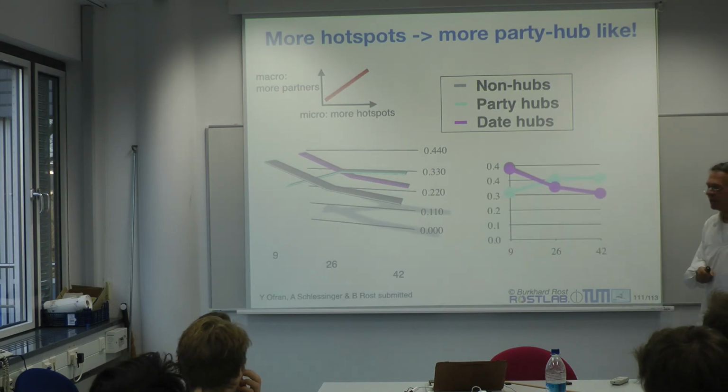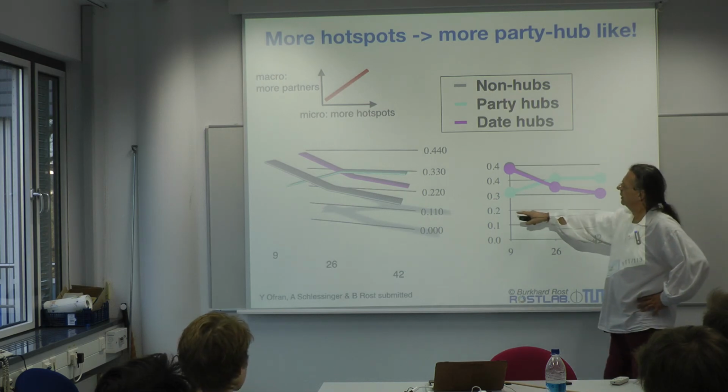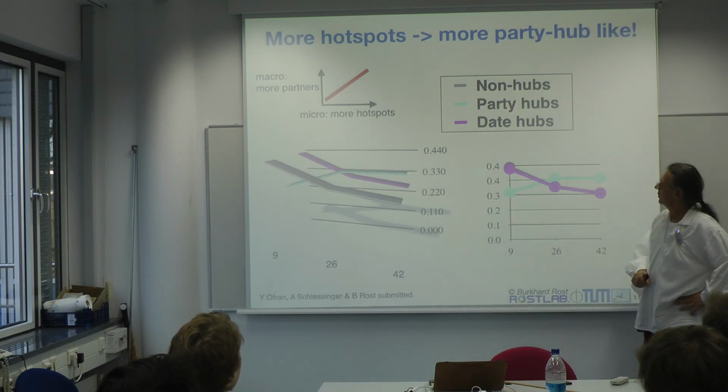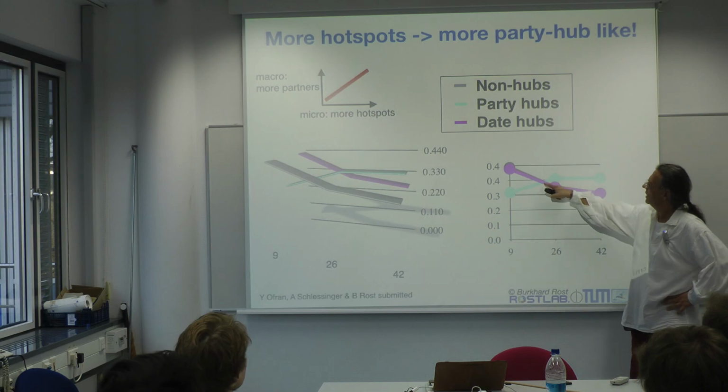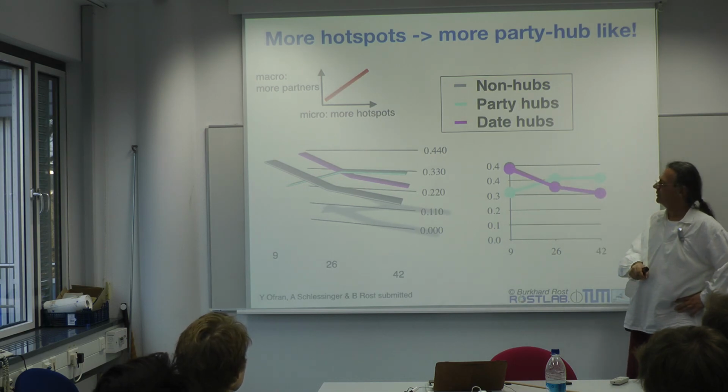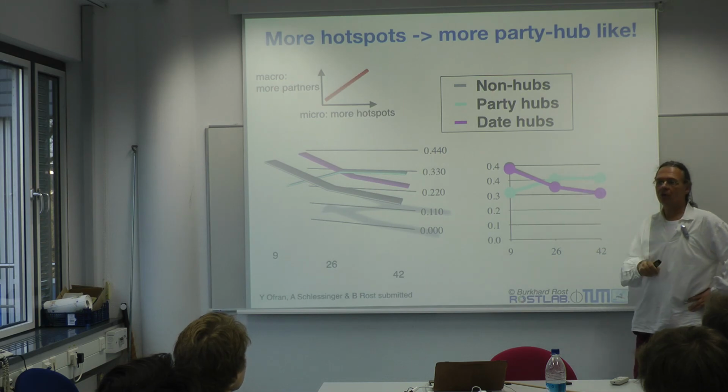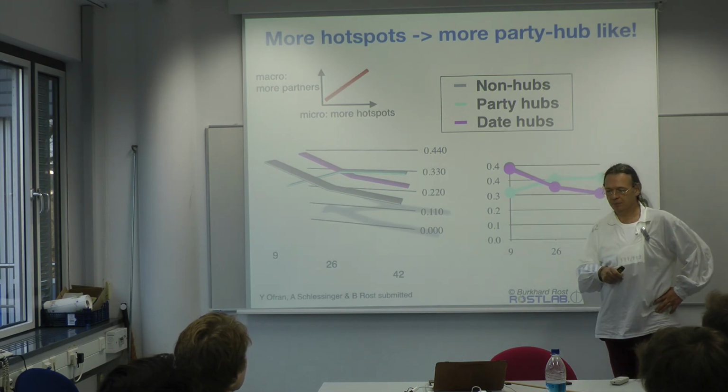By the way, he shows the same thing in a sort of pseudo three-dimensional view where you really see that the gray and the purple here are on top of each other, while this one, the green one, the party hub, looks very different.